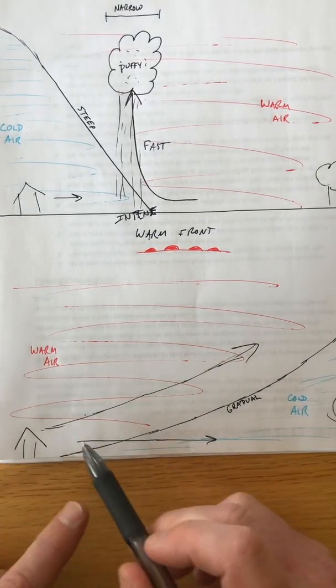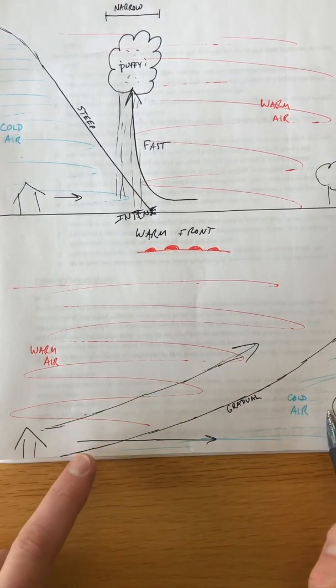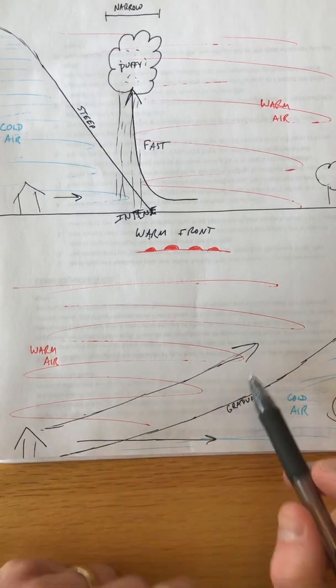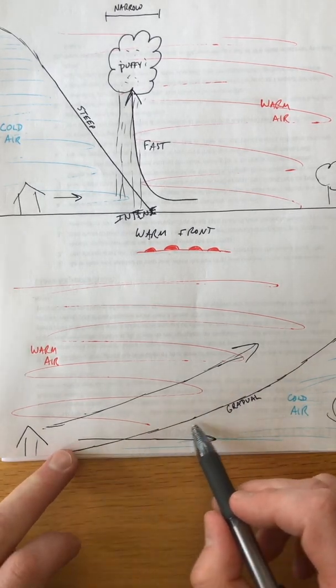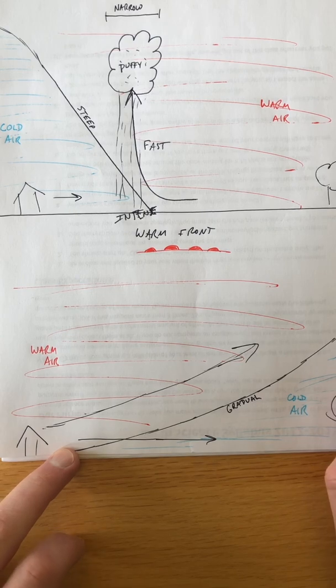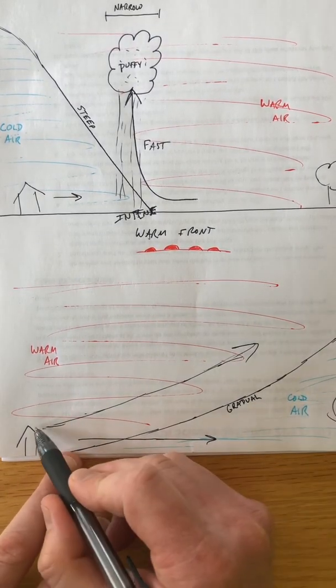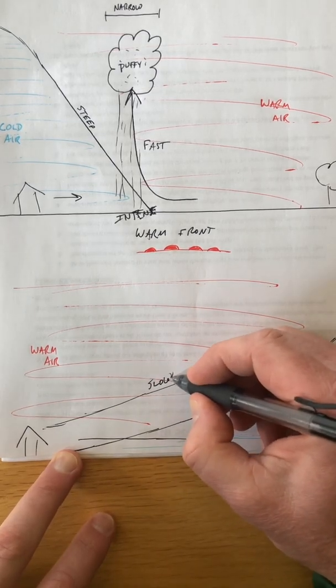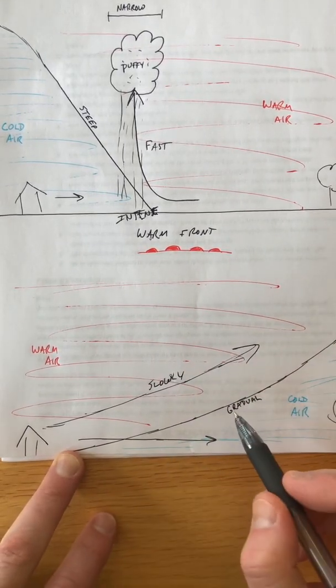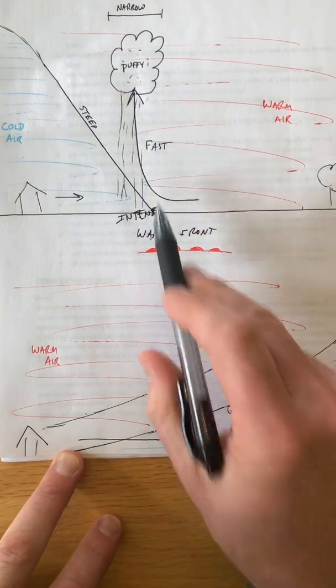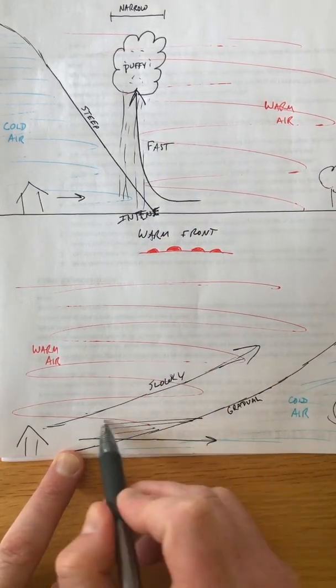Now, in a warm front, it's also warm air meeting cold air, but this time the warm air is coming up behind it. And you'll notice it has a much more gradual slope. Since it's gradual, the air is going to go up slowly. And when air goes up slowly, compared to up here, it's going to have time to spread out.